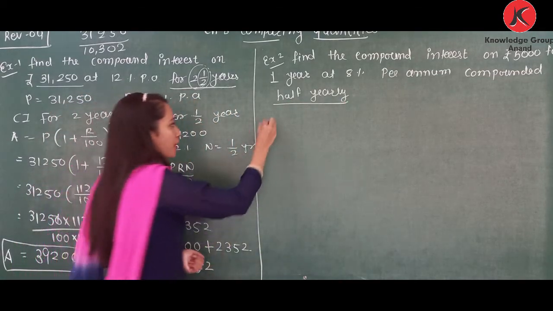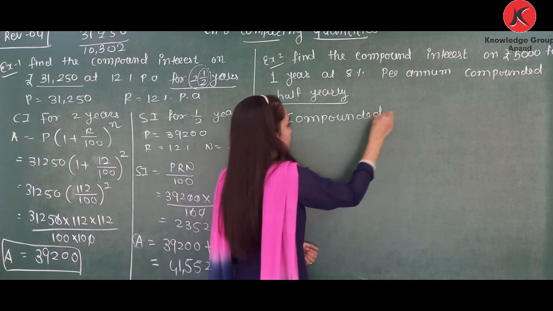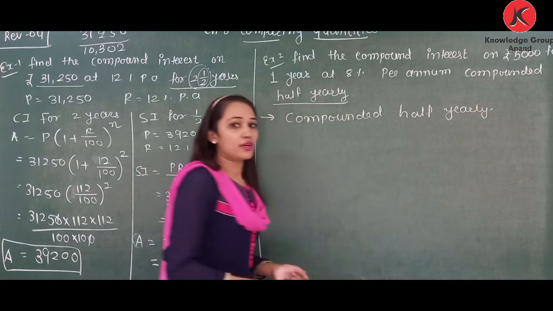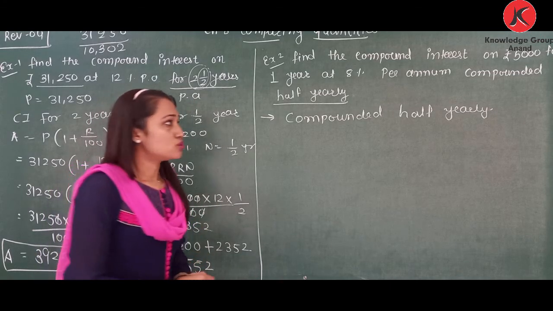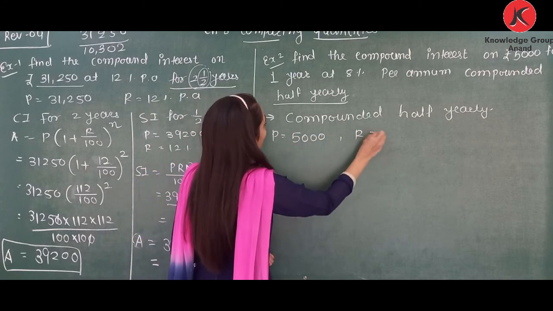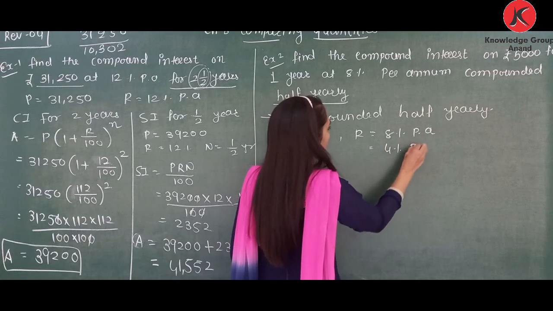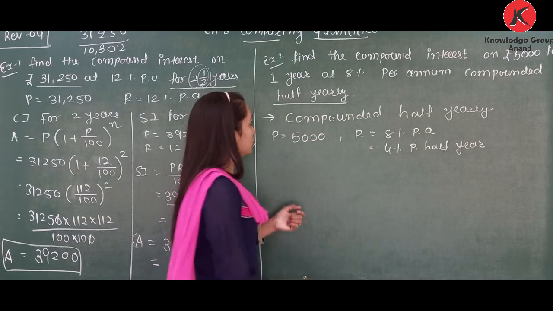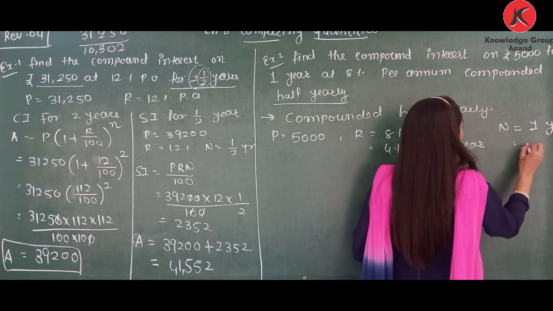It is written that it is compounded half yearly. Half yearly means your rate of interest will be divided by 2 and n will be multiplied by 2. So here principal amount is 5,000. Rate of interest is 8% per annum, so it is 4% per half year. And n will be 1 year, so it is 2 half years.